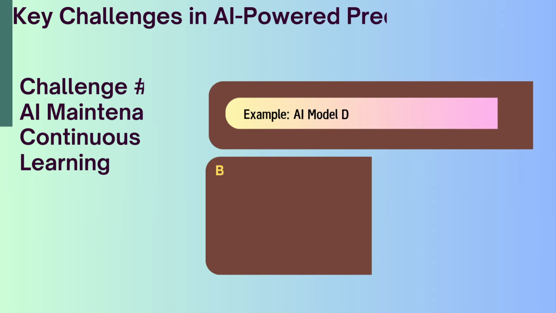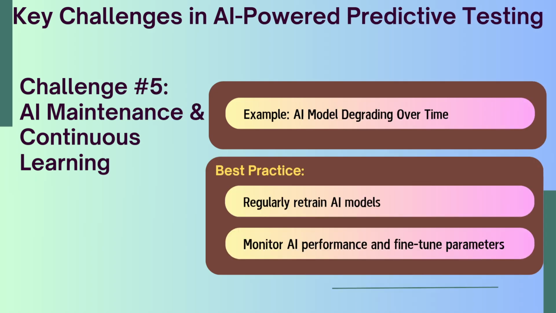Next is AI maintenance and continuous learning. AI models require ongoing training. They don't stay accurate forever. For example, an AI model degrading over time. An AI defect prediction system worked well for 6 months, but as the software evolved, it stopped detecting new defect patterns, leading to a decline in accuracy. So, best practice for this: regularly retrain AI models with the latest test data, monitor AI performance and fine tune parameters over time.